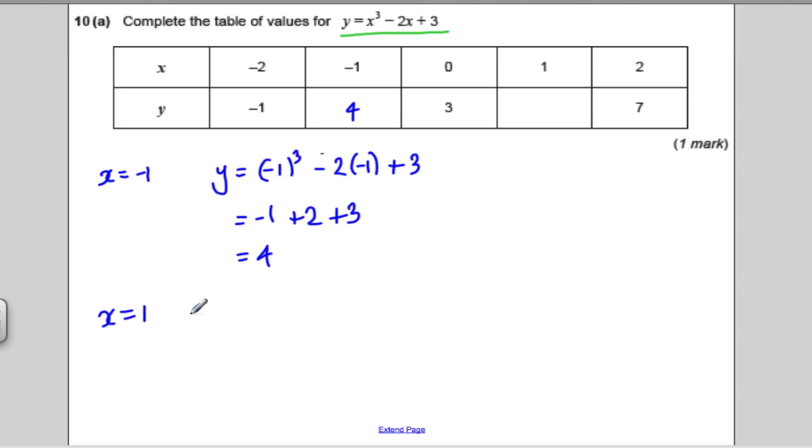If we put x to be 1 in, we would get y is 1 cubed minus 2 times 1 plus 3. 1 cubed is 1, minus 2 times 1 is minus 2, plus 3, and 1 minus 2 is minus 1, plus 3 is 2. So we would get 2 in there.